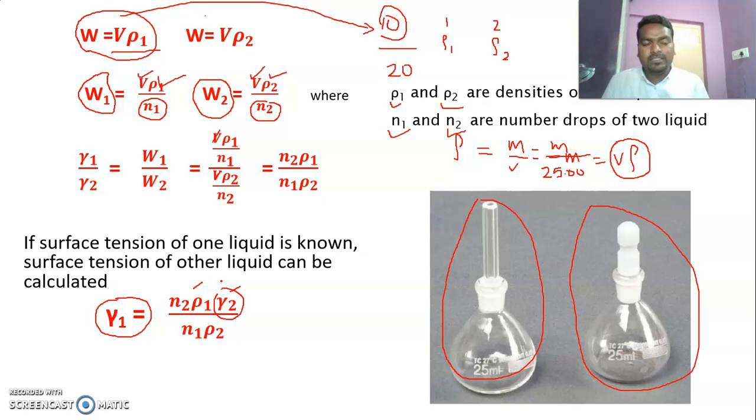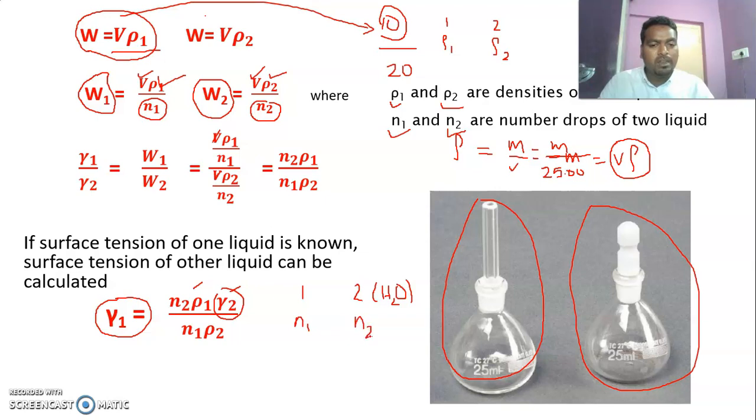Dear students, once again this experiment is very simple. We are going to take two liquids, liquid 1 and liquid 2. Liquid 2 is usually water, and we are going to take one unknown liquid, and our aim is to identify its surface tension, nu 1. For that we are going to identify the number of drops of both the liquids by using the stalagmometer.